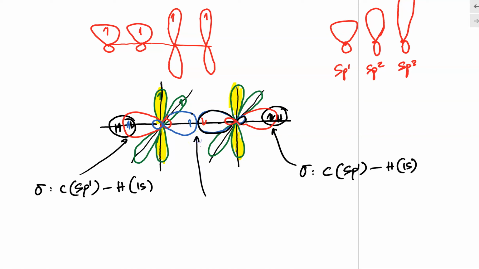And now here is another sigma bond. So there is a sigma bond right here, and this is the sigma bond that is formed between the two carbons, with the carbons using the sp1 orbitals to overlap together to form that sigma bond. Okay, so where did the triple bond come in?